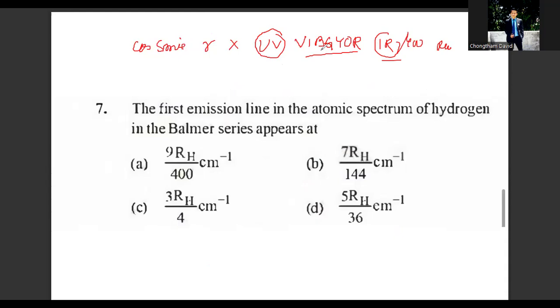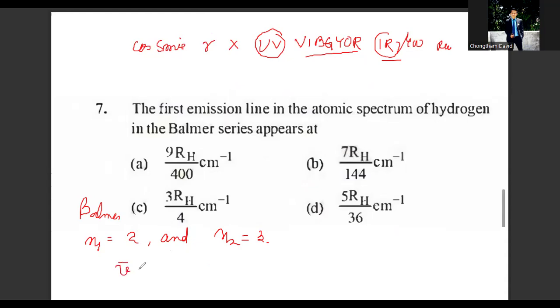Anyway, the question is based on the Balmer series, which means it jumps to the second state of the energy shells. So for Balmer series, n1 should be 2, and let us say the first emission line corresponds to n2 equals 3. It jumps from 3 to 2. It cannot jump from 2 to 2. It has to jump from a little higher energy level. So this is the first emission line, not the absorption line. So n2 must be 3.